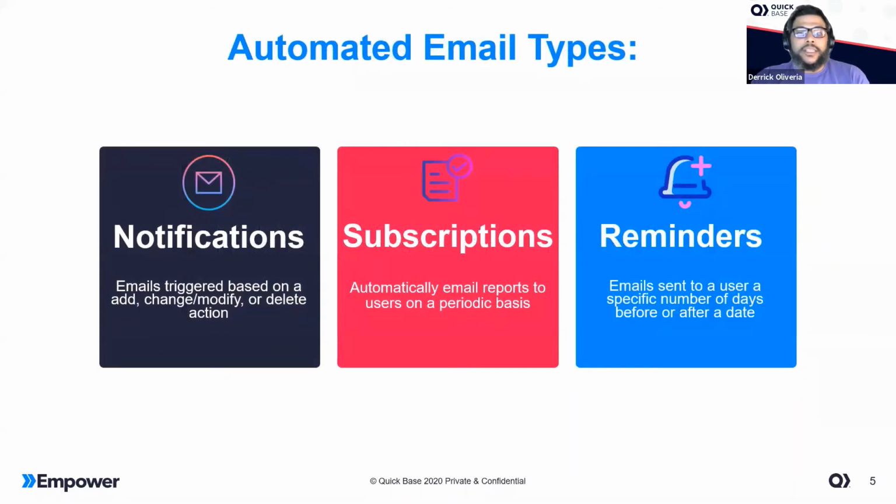All right, so listed are the 3 available email types that can be utilized within QuickBase. First, we have notifications. These are emails that are triggered based on an add, modify, or delete action. Next, we have subscriptions. You can use these to automatically send out reports to users on a periodic basis. And lastly, we have reminders, which is essentially the alarm clock of QuickBase. We utilize these to keep users on top of the important dates and deadlines that they need to meet. So regardless if you're going to utilize one of these email types or all of them, at the end of the day, each one will provide you with a tremendous amount of value contingent on the needs of your use case.